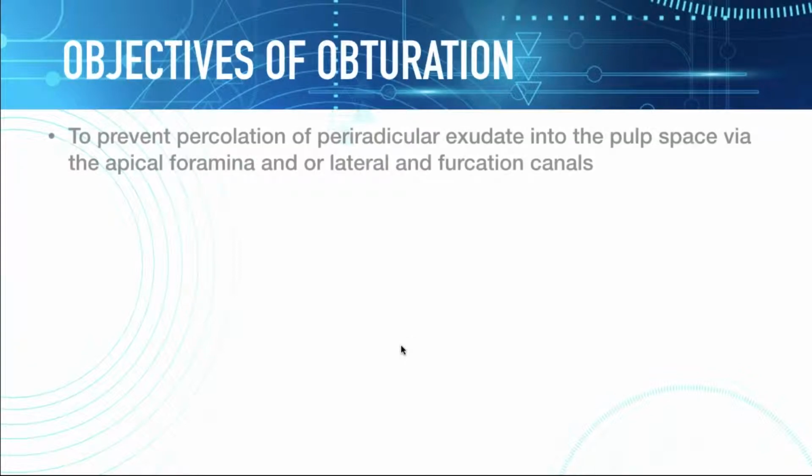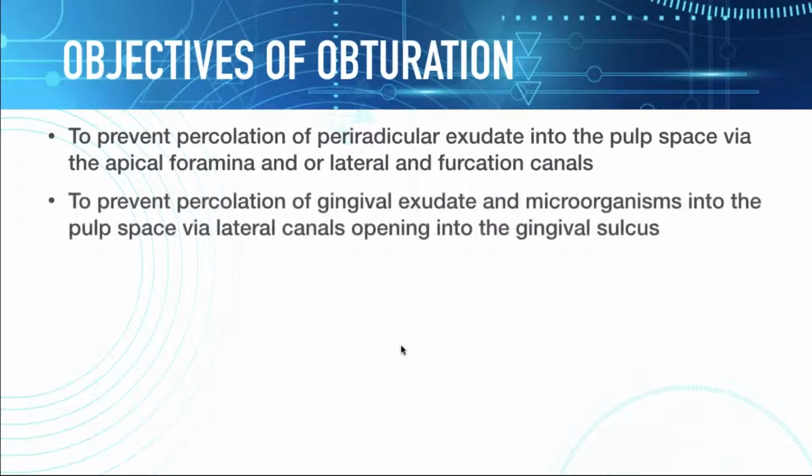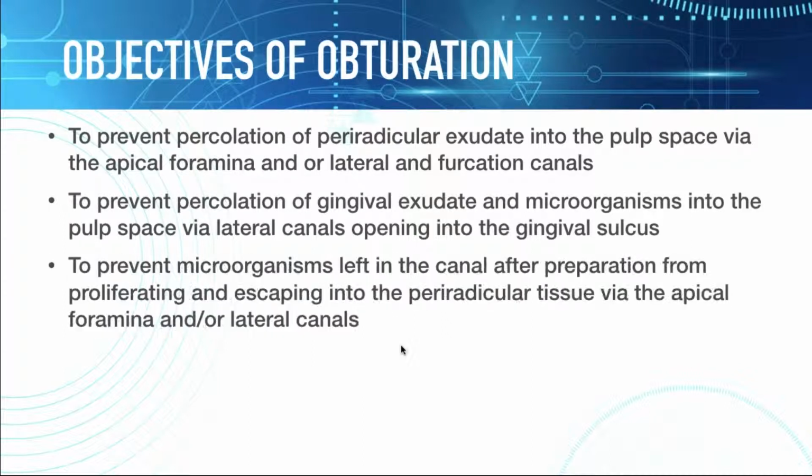Now, the objectives, of course, are multifold. We want to prevent the percolation of periradicular exudate into the pulp space by way of either the apical foramina or lateral and furcation canals. Prevent percolation of gingival exudate and microorganisms into the pulp space by way of accessory canals, lateral canals, and all those arborizations that we talked about into the gingival sulcus. And to entomb microorganisms left in the canal.